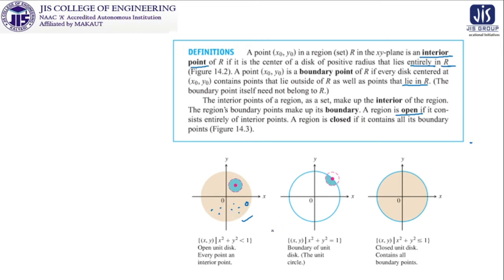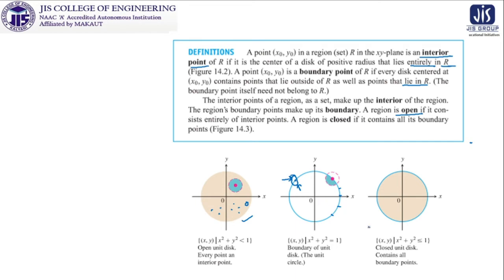Now if you take the equal to sign, that is x square plus y square equal to 1, that means all the points on this particular boundary are considered. Think about it, if you construct a disk keeping this particular point as the center, obviously the circular disk will contain some points of R and some points which are not in R. So it is very clear that this point is a boundary point.